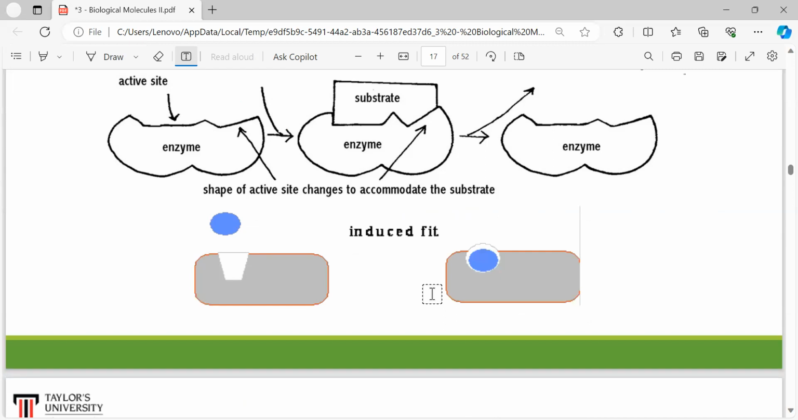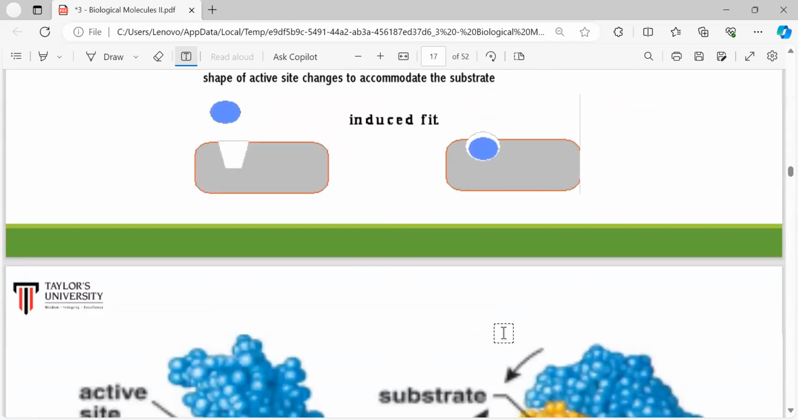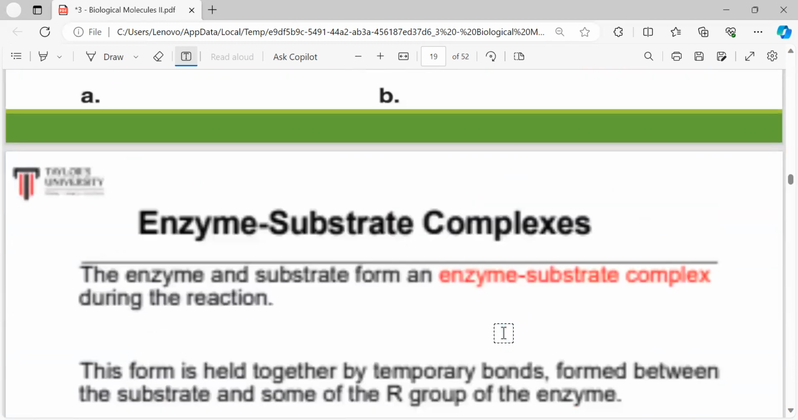Okay, so far we talked about the enzyme, the activation energy, the active site, the lock and key mechanism, and the induced fit mechanism. So these five topics you need to know. Then you need to be able to write the definition of each and every topic. So take note of that and try to read it again.